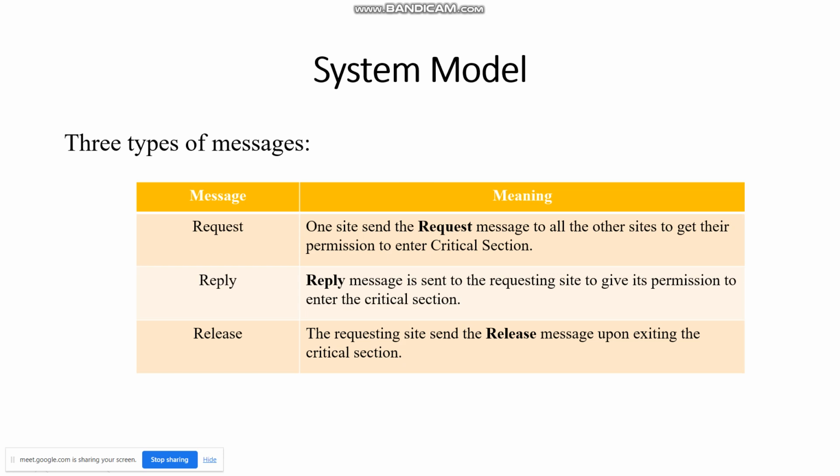It means that the process informs the other processes that I have completed my task. Others can go and utilize the critical section resource. That is the meaning of the release message. So request, reply, and release are the three major messages communicated in Lamport's mutual exclusion algorithm.